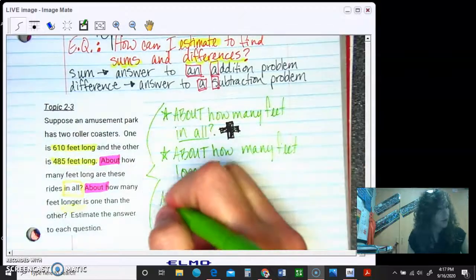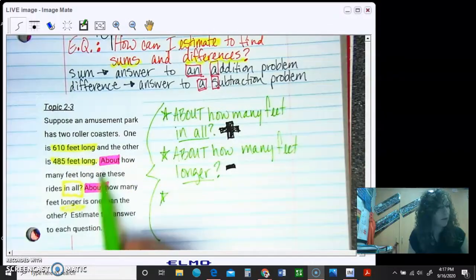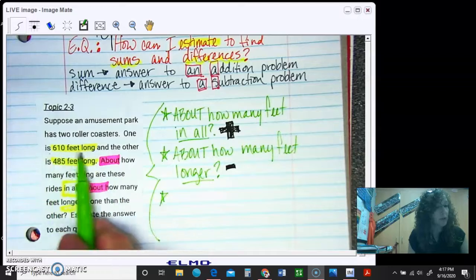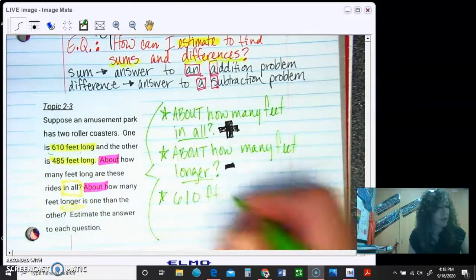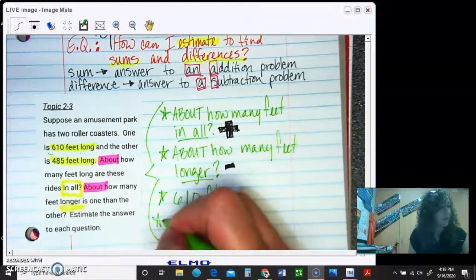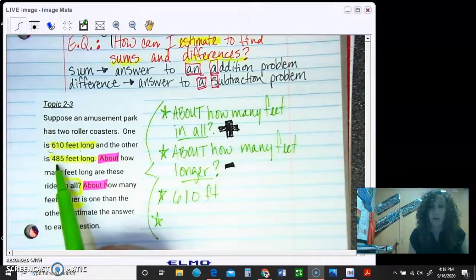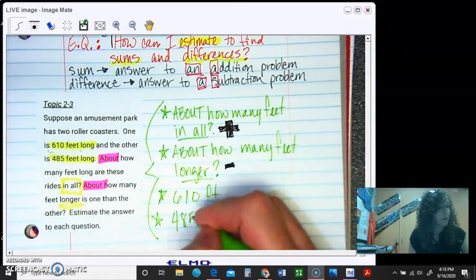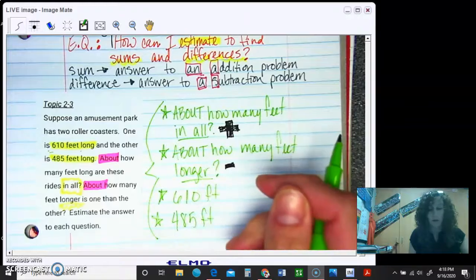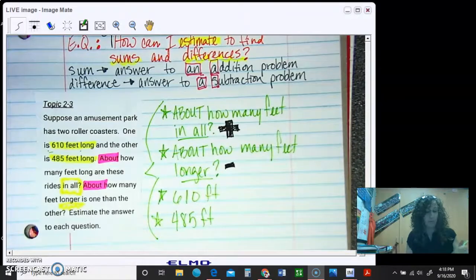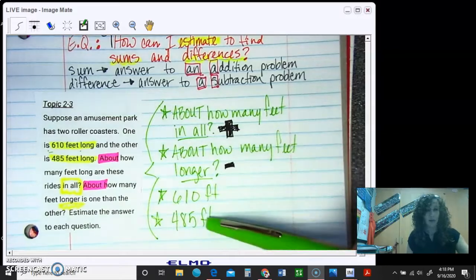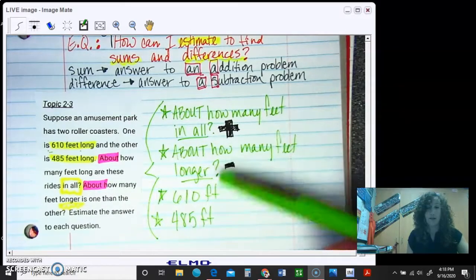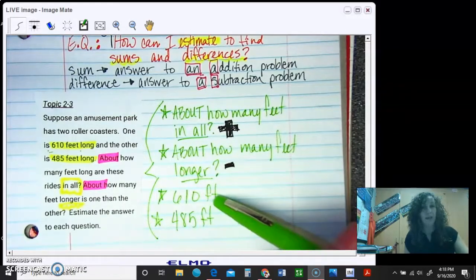Okay, so the first part of numbers, see we already did the 2 "about" questions. The first number is 610 feet long. So one roller coaster is 610 feet. The other roller coaster is 485 feet. Okay, well, now's the time. Do not add these 2 together. Do not subtract one of these from the other.